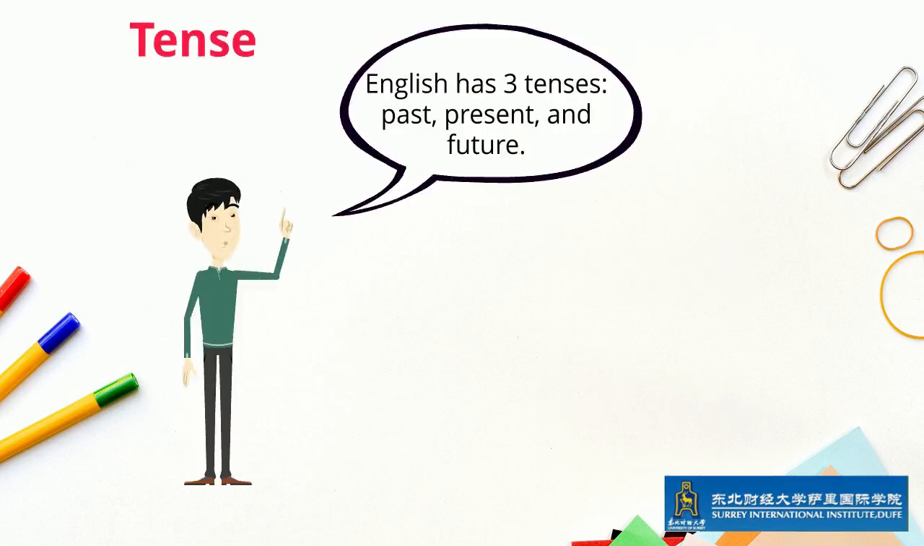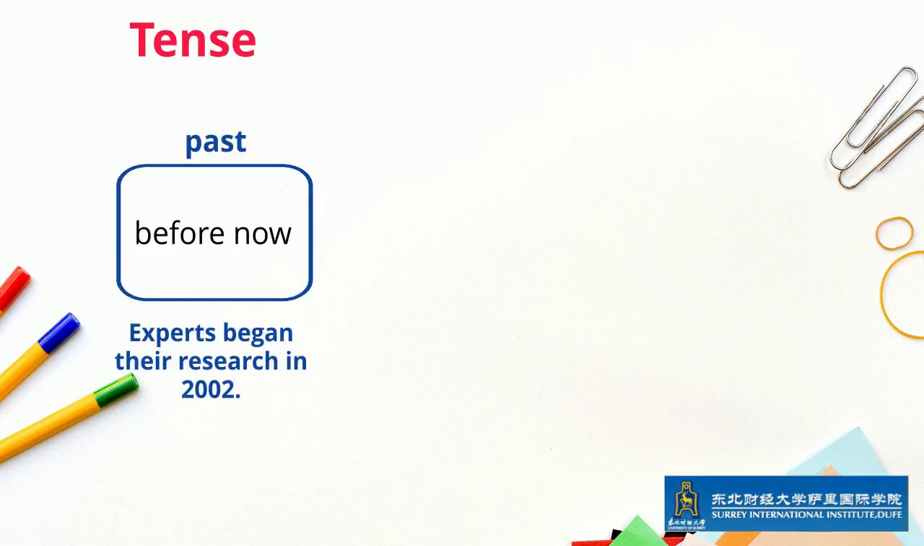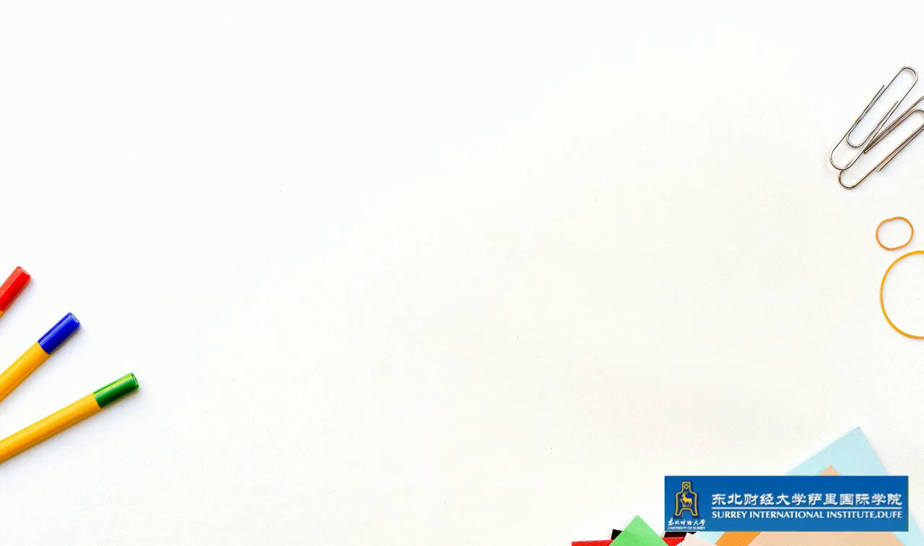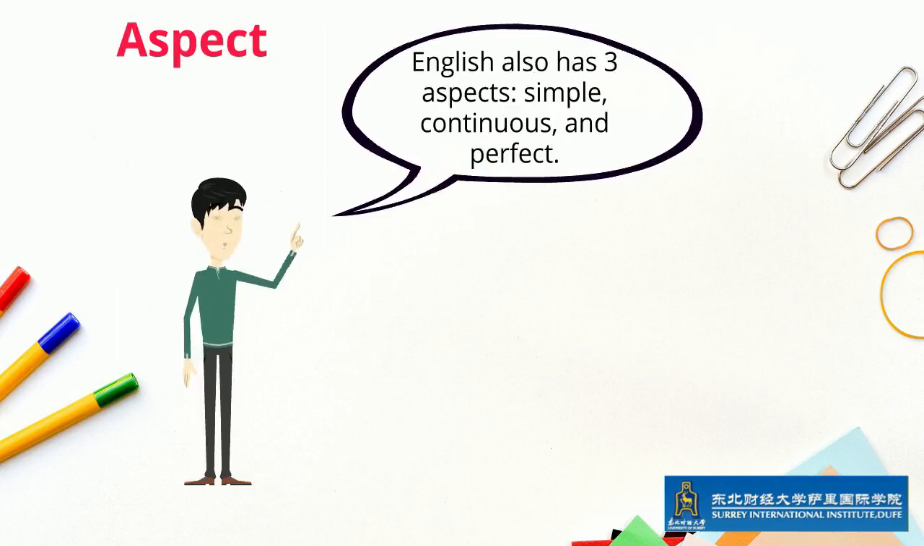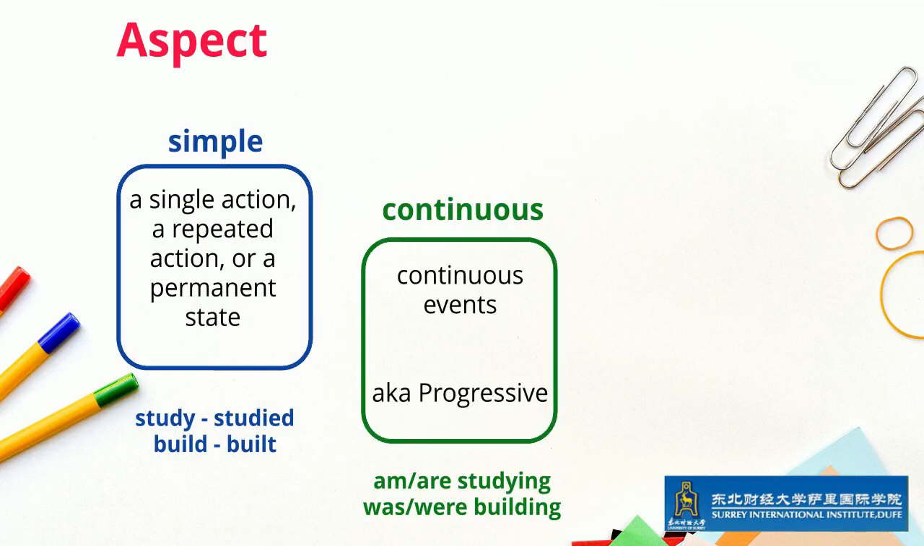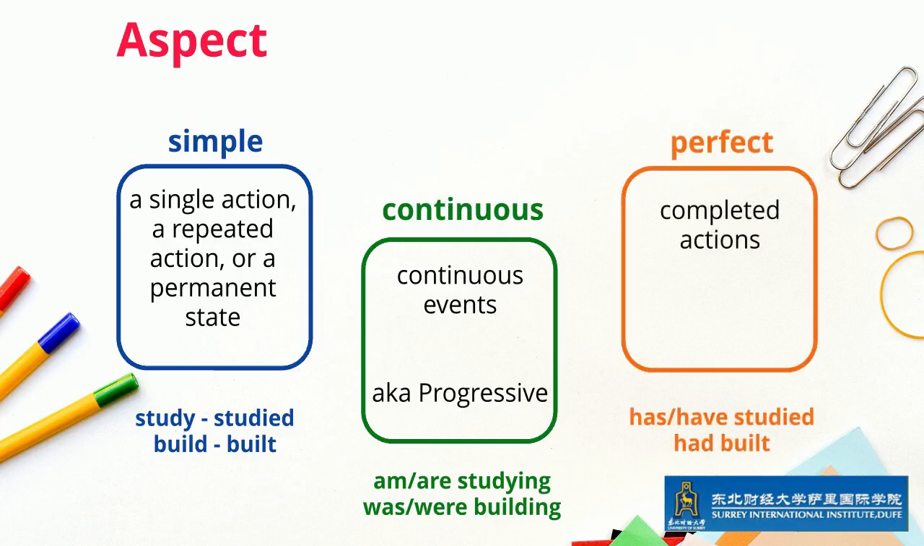Verbs contain information about the time of the action, state, or occurrence. Past, before now, present, now, and future, after now. The aspect of the verb shows the duration of the action, state, or occurrence. Simple expresses a single time or a habit or a permanent state. Study, studied, built, built. Continuous expresses an ongoing action or event. Are studying, were building. Perfect expresses a completed action. Has or have studied, had built.